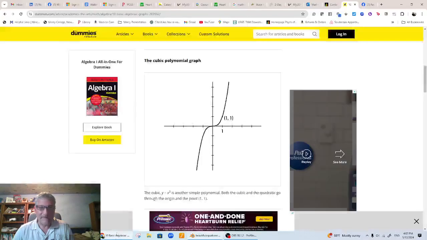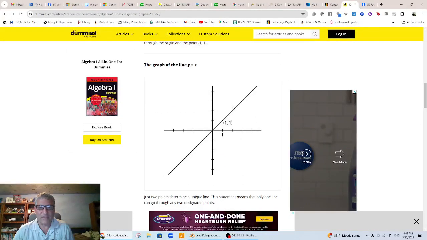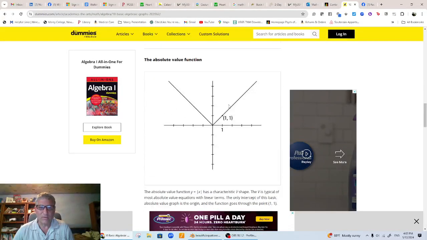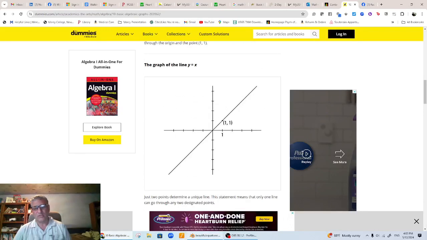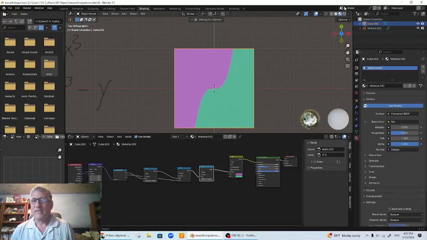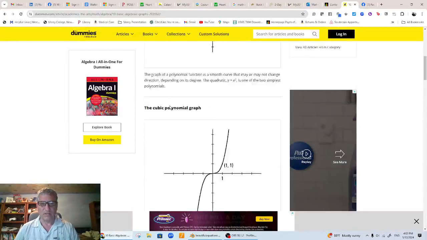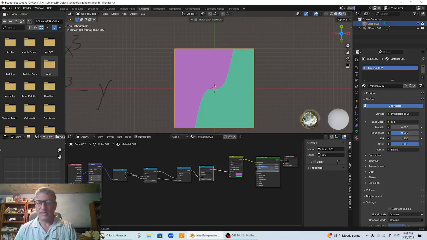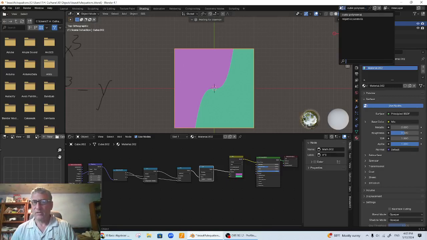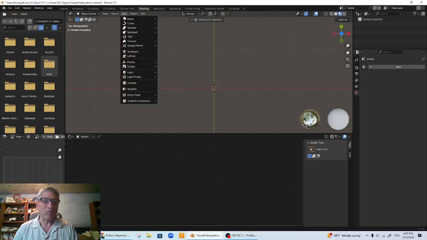Let's look for another basic algebraic thing. The graph of the line y equals x. Well, that's really, really boring, but we might as well have it. And let me show you something with that, because if I make a new scene, and this one was called, what was this called? This one called the cubic polynomial. So that's going to be cubic polynomial. And now we're going to make a new scene. And of course we have to add a cube.